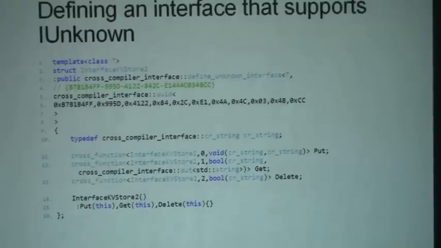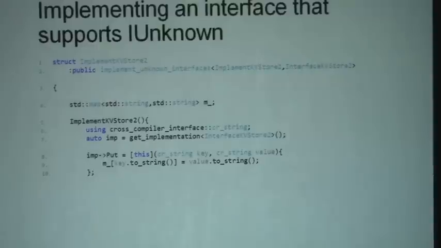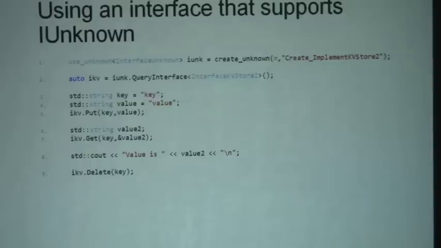So this is our final interface, a UUID, cross-compiler. We define CR string, so it's constant ref, so we're not copying. Implementation, it has a to-string converted there. And this is how we use it. Create unknown, query interface, and we just pass it the interface that we want as a template parameter, and it automatically gives us the correct type. And it calls release when we're done.